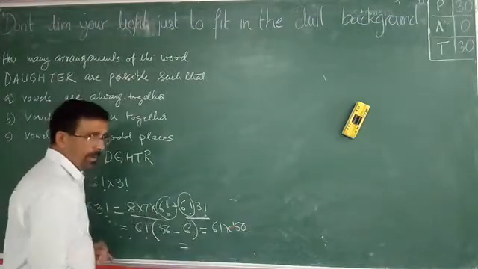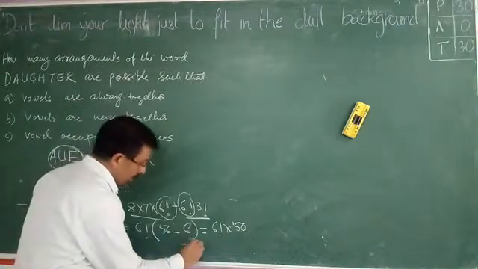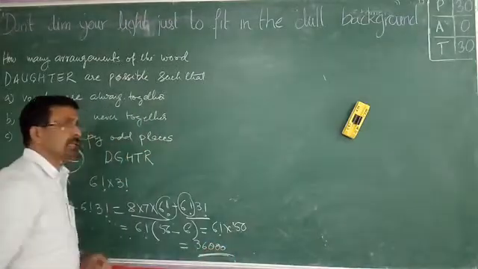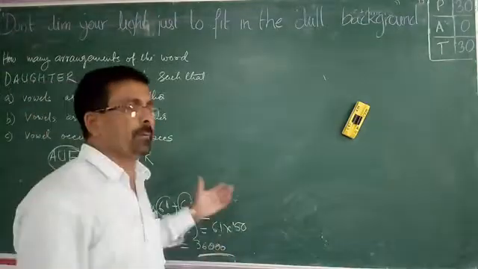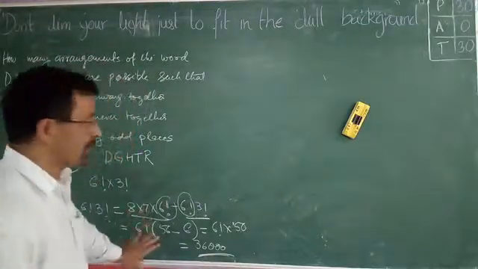720 into 50. How much? 36,000. So this is the total number of ways in which, when we write, we will never find the vowels together. Is this clear? Yes, sir. This part was clear yesterday also.